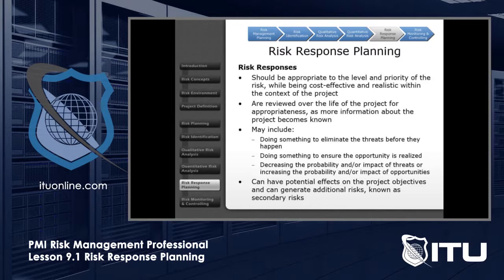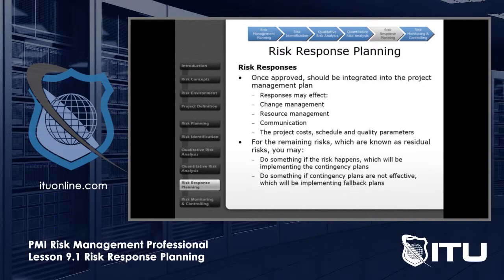Decreasing the probability and/or impact of threats, that's called mitigation. Mitigate the risk, or increase the probability and/or impact of opportunities. That's called enhancing the opportunity. So all these terms we're going to go through here in a few moments. These responses can have potential effects on the project objectives and can also generate additional risks. We call them secondary risks. So for example, we buy an insurance policy, which is considered risk transference. Well, that's going to hit my cost budget and potentially cause a secondary risk where I can't afford to do another piece of work. And so we always want to evaluate our responses to see if they're generating secondary risks.